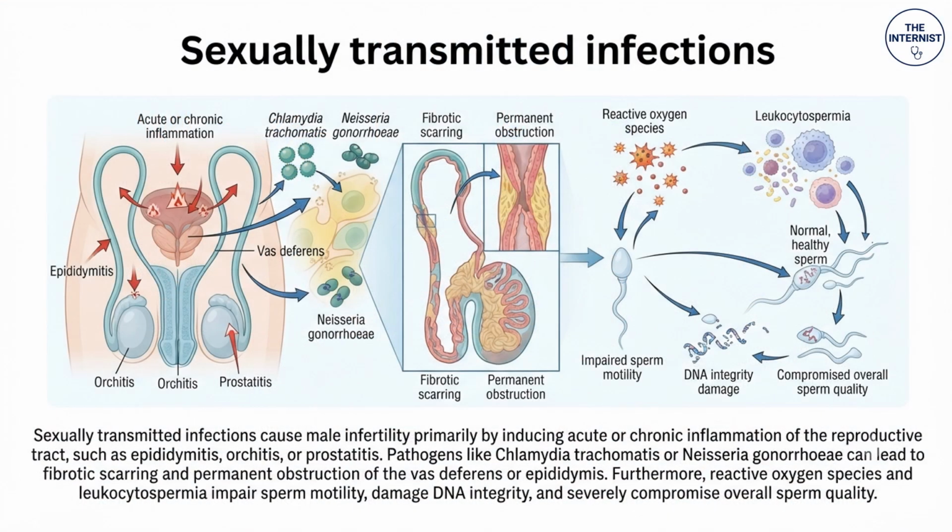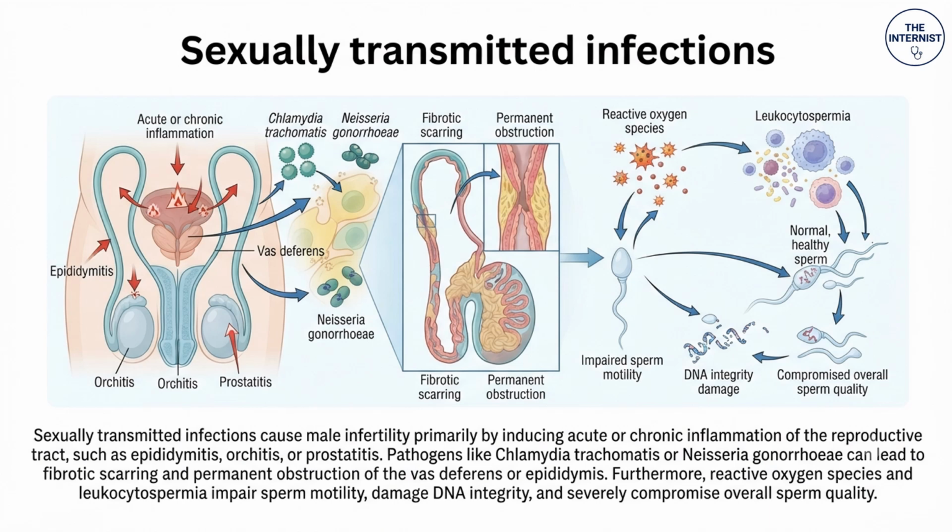Sexually transmitted infections cause male infertility primarily by inducing acute or chronic inflammation of the reproductive tract, such as epididymitis, orchitis, or prostatitis. Pathogens like Chlamydia trachomatis or Neisseria gonorrhoeae can lead to fibrotic scarring and permanent obstruction of the vas deferens or epididymis. Furthermore, reactive oxygen species and leukocytospermia impair sperm motility, damage DNA integrity, and severely compromise overall sperm quality.